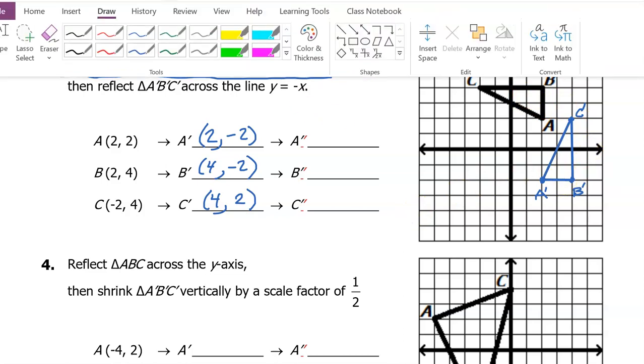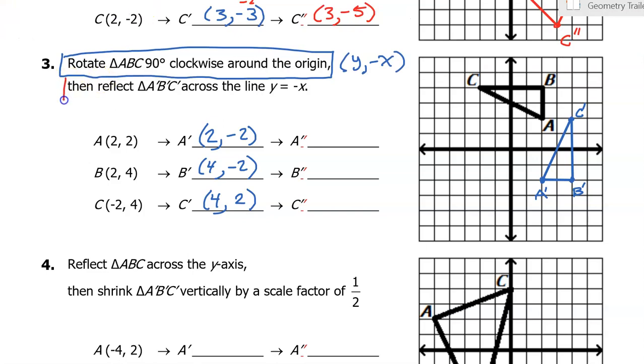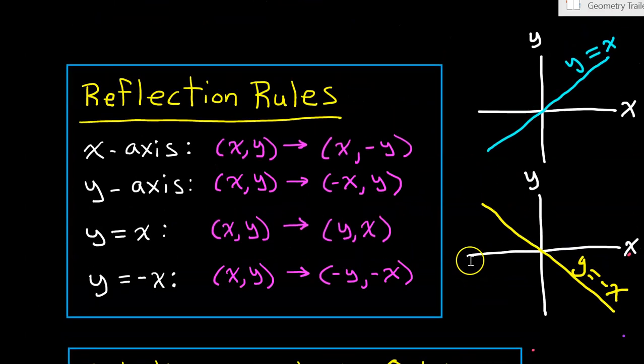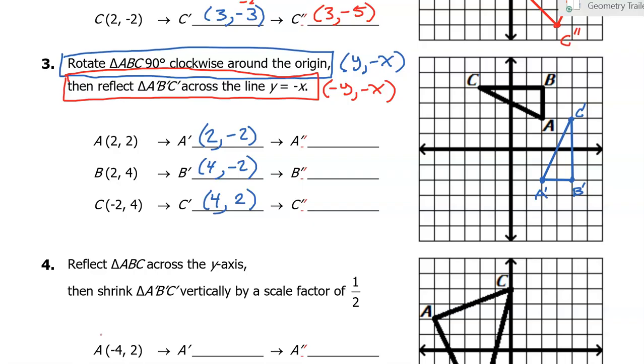Now it's time for the second transformation. So now we are going to reflect across the line y equals negative x. So this is the diagonal line going downhill. So I'm expecting the image to be over here somewhere as I reflect across this diagonal line. But the rule is opposite of y, opposite of x. Okay, that's just right off the chart. Let me show you again. Opposite of y, opposite of x. This is why you need to memorize the rules.